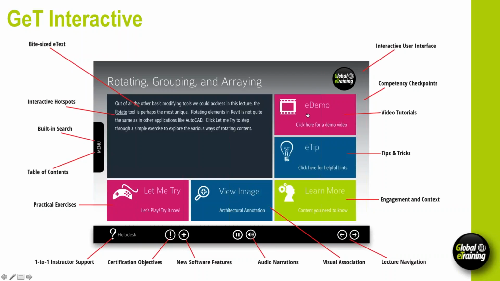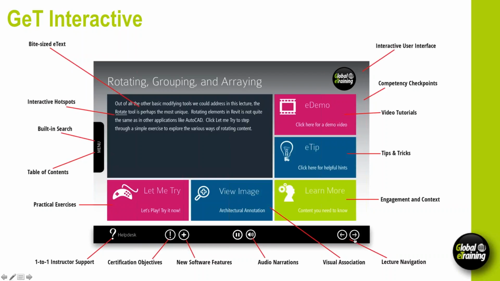Well, there is an e-demo tile, which is usually a short video demonstrating something about the Total Leadership Library. There could be an e-tip, which is a short burst of information. If you click on Learn More, a little window will pop up that might give you a little more context relating to the text of that slide. There could be an image, or even a Let Me Try exercise that you would click and then follow the instructions step by step.